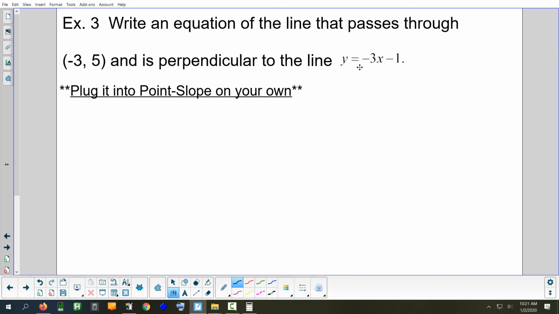And I'm reading the directions. Write an equation. Does not say what form it has to be in. So I would leave it in point slope. Don't distribute it and do any of that. So take a minute and just see if you can write the equation in point slope.